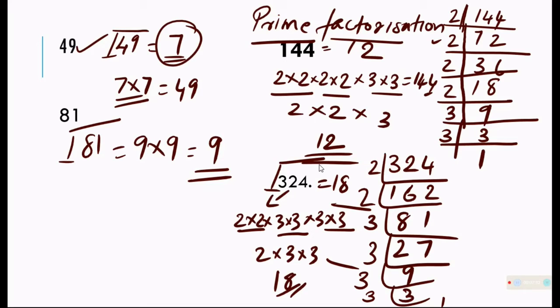Understood? So this way we can find out square root by prime factorization. You have certain questions in your textbook in the exercise to find out the square root by prime factorization. Very common method, usually used for common numbers, and one of the easiest ways of finding out the square root. Understood? So we will go ahead.